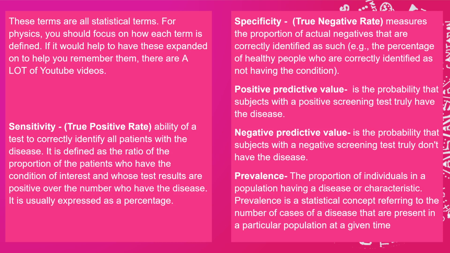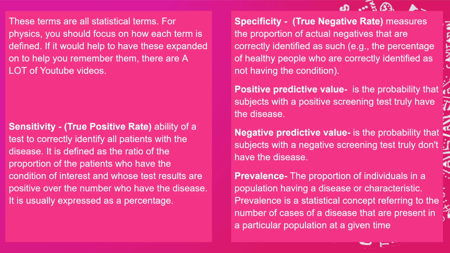So sensitivity is true positive rate. Specificity is true negative rate. So those are two things. The closer those are to 100%, then the closer that test is to the gold standard.